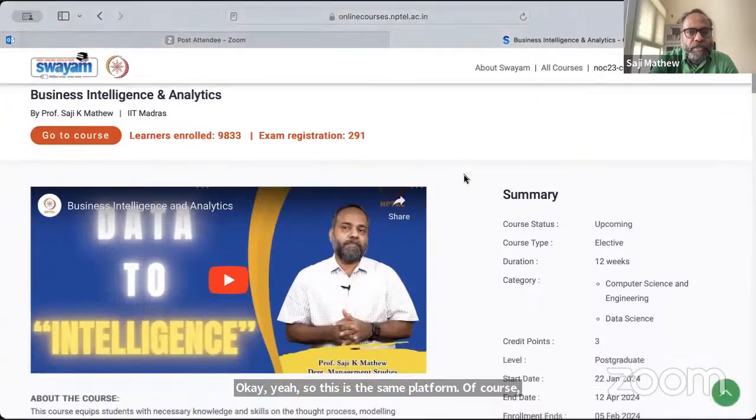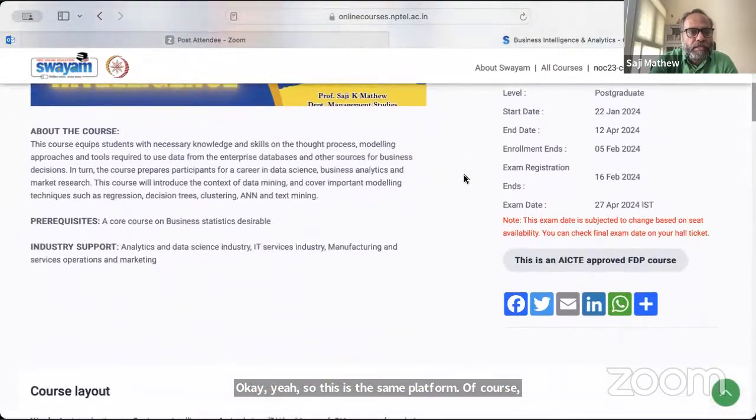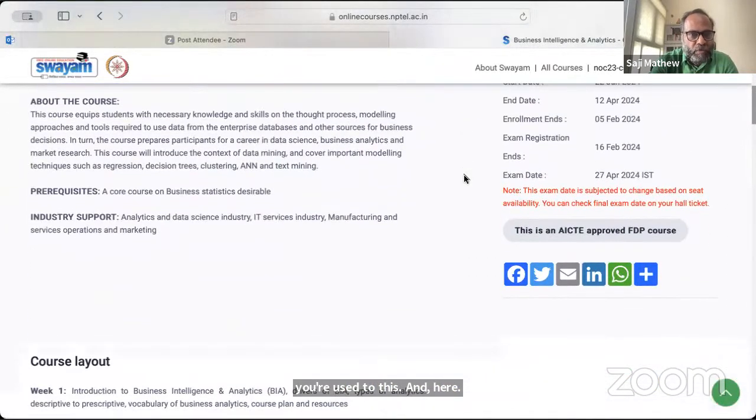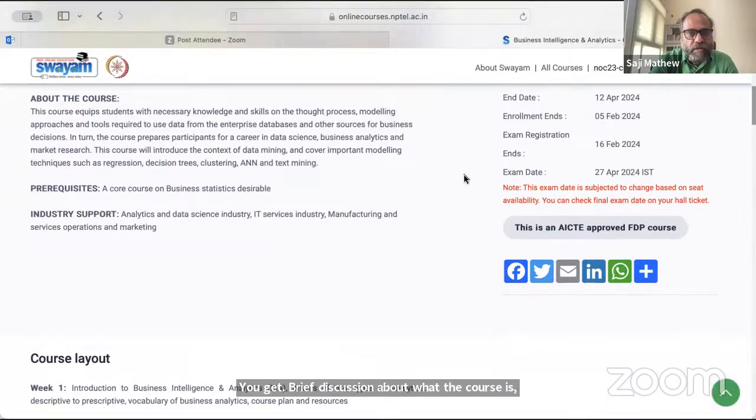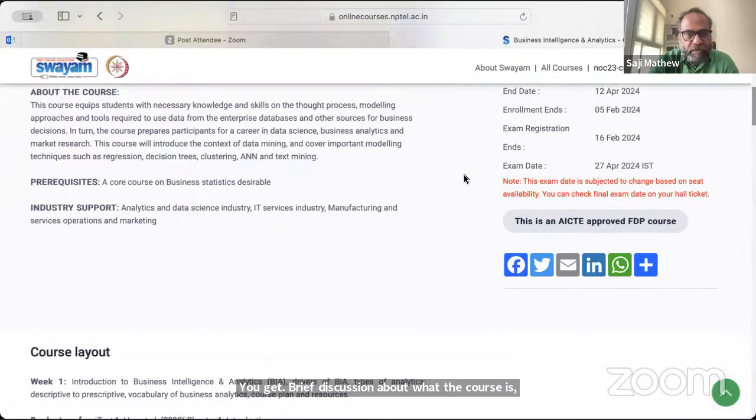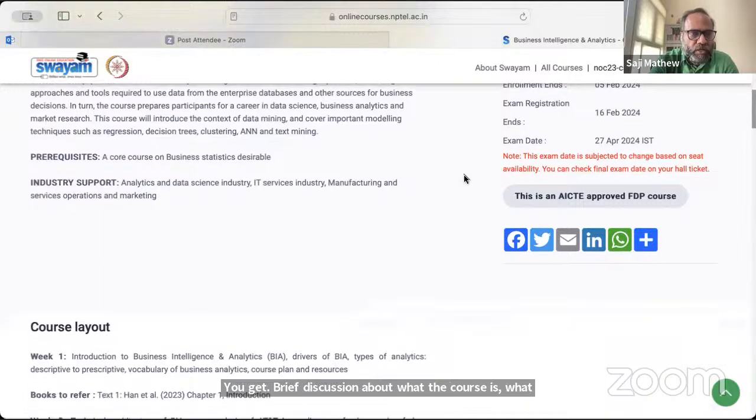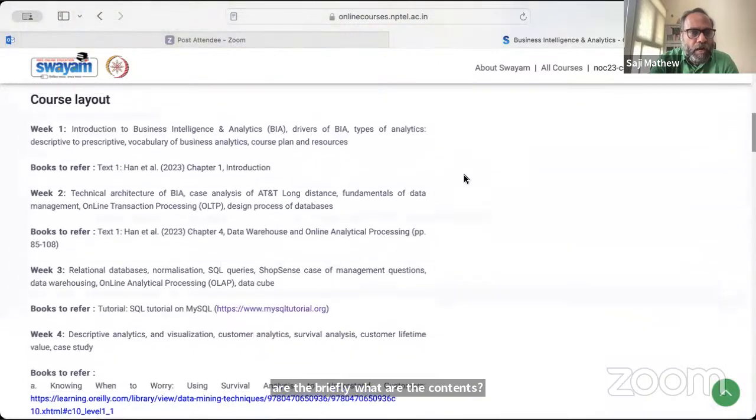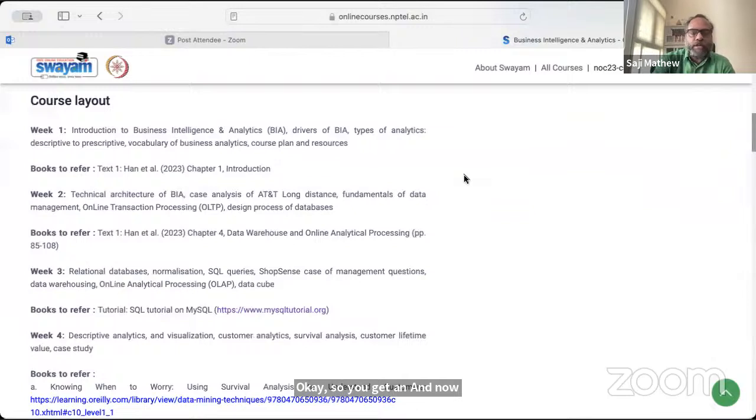And here you get a brief discussion about what the course is, and briefly what the contents are. So you get an abstract. And now, when it comes to the course outline or course layout, you get to see the week-wise schedule.